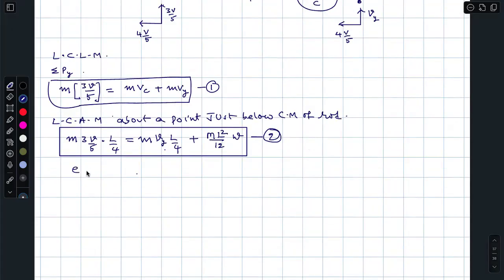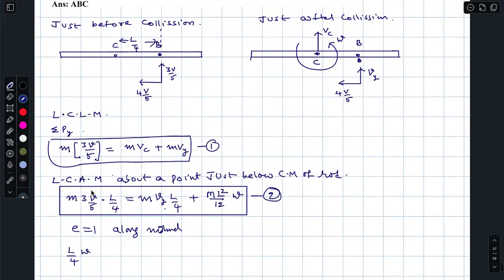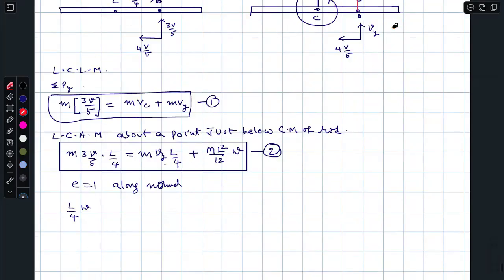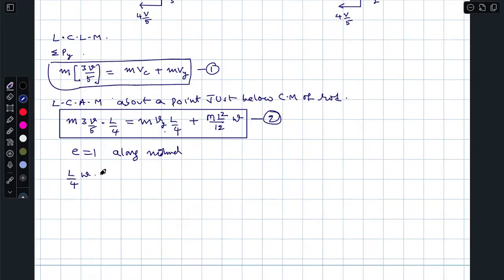Now, coefficient of restitution is equal to 1 along the normal. And final L by 4, because after collision, this rod point will have a velocity Vc plus L by 4 omega. Therefore, L by 4 omega plus Vc minus Vy is equal to 3V by 5. Relative velocity of separation equals relative velocity of approach.